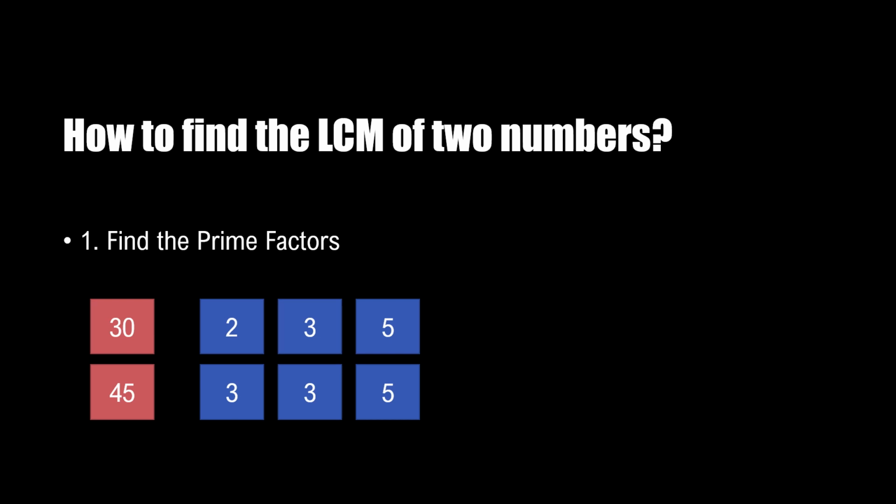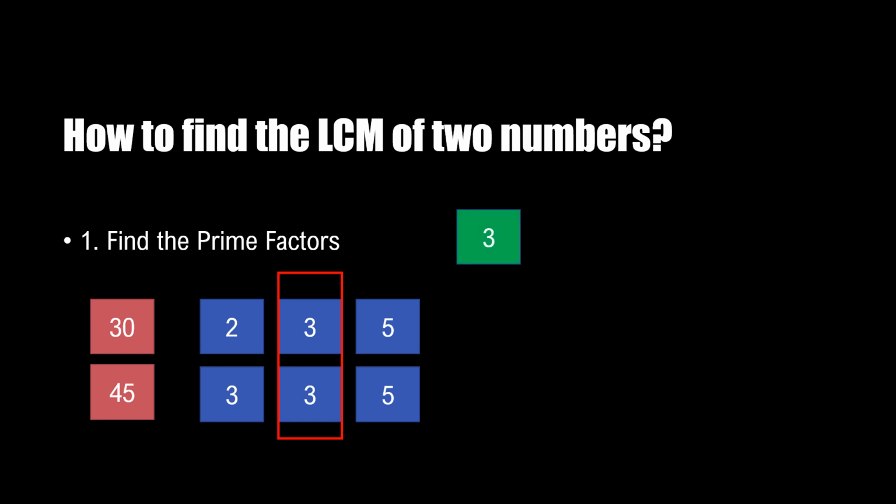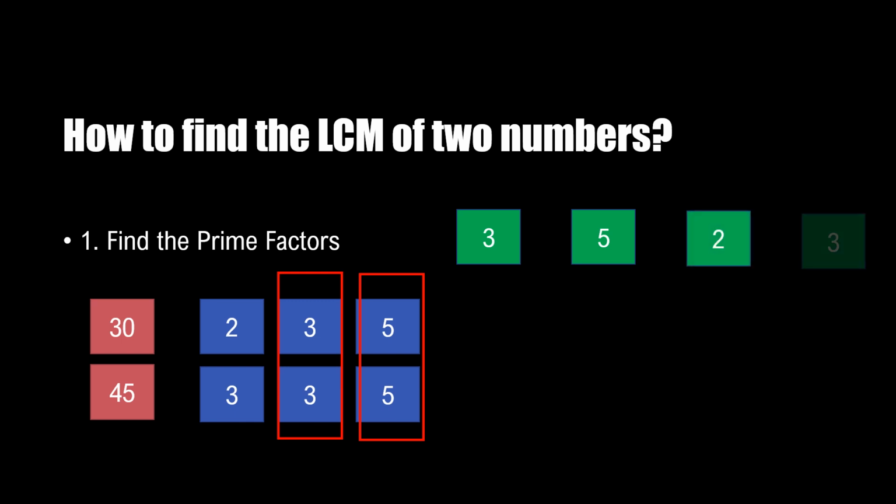What is the next step? We will combine the common factors which are present in both the numbers. So 3 is common in both the numbers and we combine that and put that as 3. Are there any other numbers common in both? Yes, 5 is common between both the numbers. We write down 5. Are there any other numbers which are common? No, they are not.